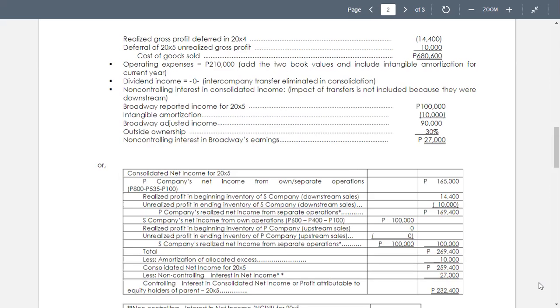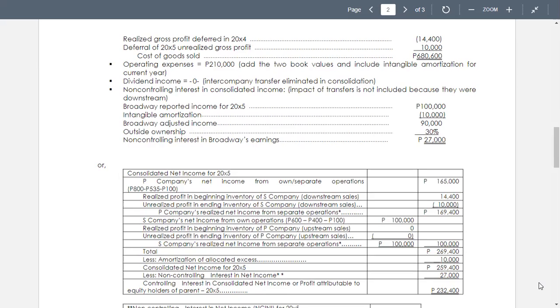So we have now 100,000. We have realized profit in beginning inventory of B company. Upstream sale, we do not include because we only include if it's a downstream sale. Then we deduct unrealized profit in ending inventory of P company. Again, we do not consider because it's an upstream sale. We only consider if it's a downstream. So the realized net income from separate operations of S company is 100,000.